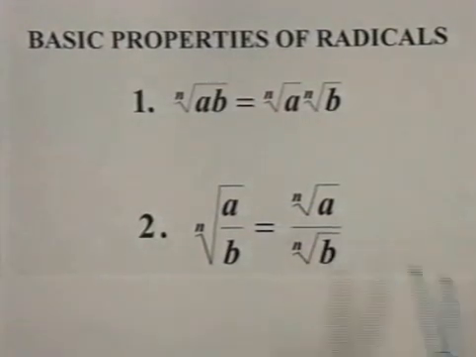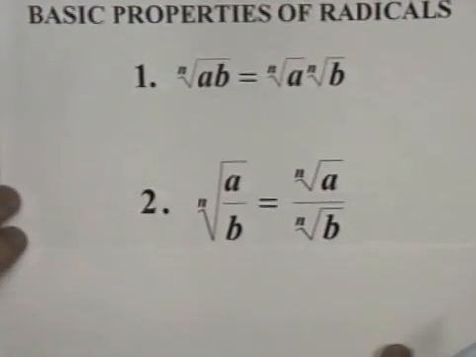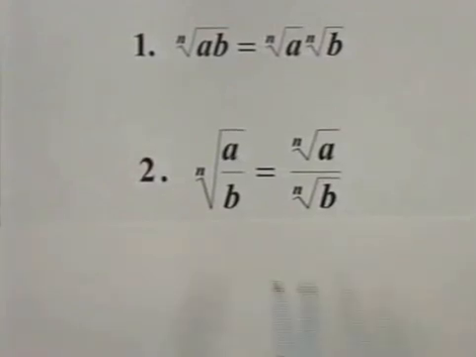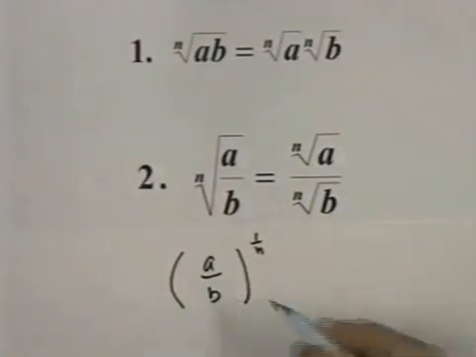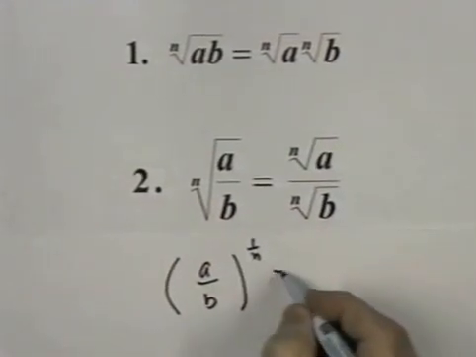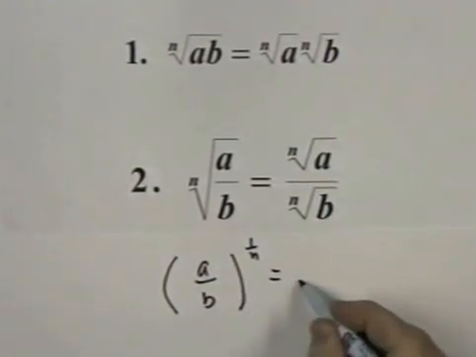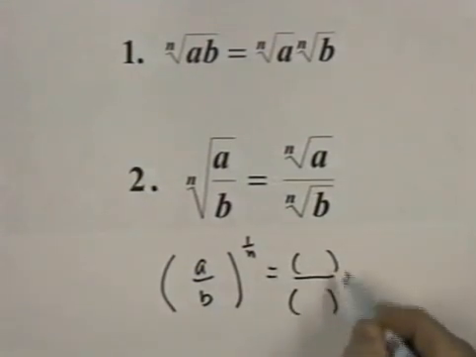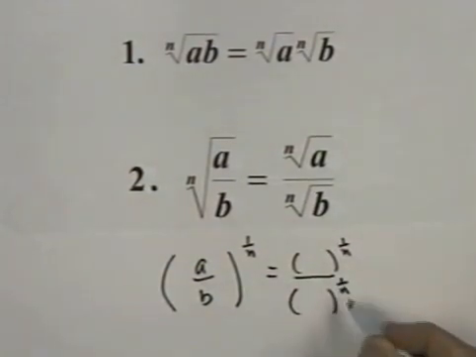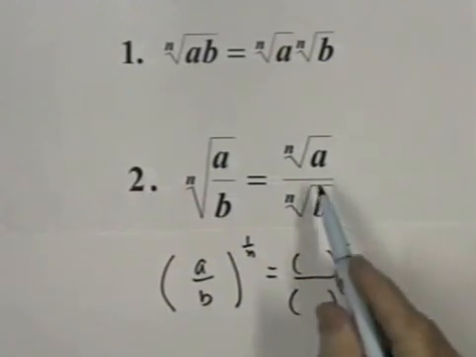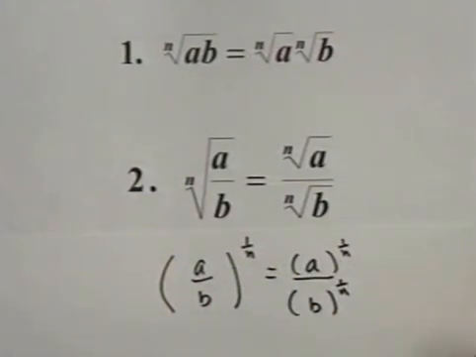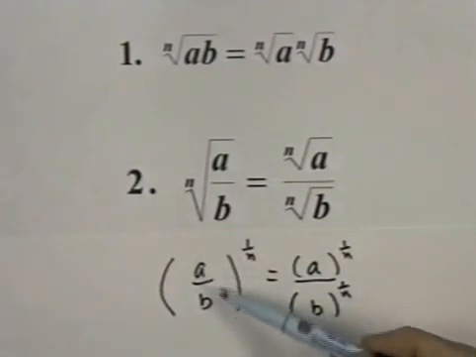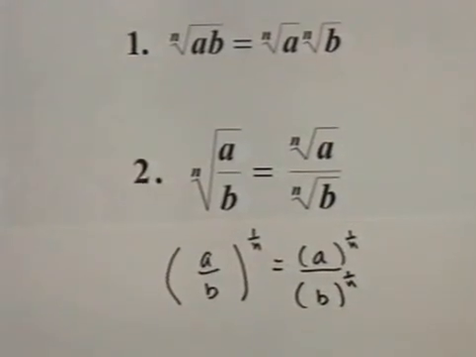And again, just as in number 1 there, you can justify this by changing it all to exponents. That left side can be written like this, and the right side can be written as a fraction of 2 powers of 1 over n, the top one being a to the 1 over n, the bottom one, or the denominator, being b to the 1 over n. And again, that's just a special case of the power of a quotient is the quotient of the powers.